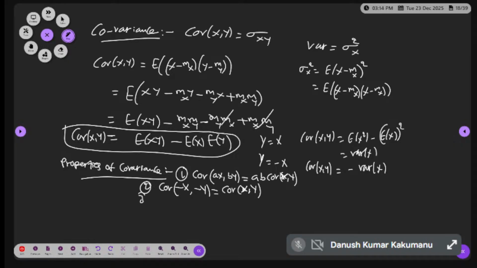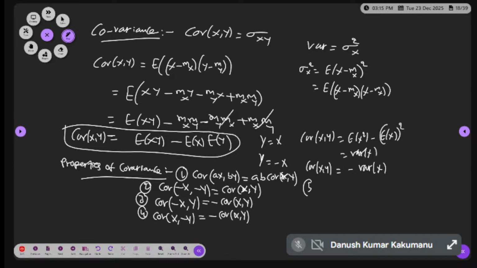Third property, covariance of minus x comma y is minus covariance of x comma y. Understand logically, don't learn by heart. For proof of all of them, this formula is the reference. If you want all these proofs, substitute here. It gives all. Next, fourth property, covariance of x comma minus y is minus covariance of x comma y.